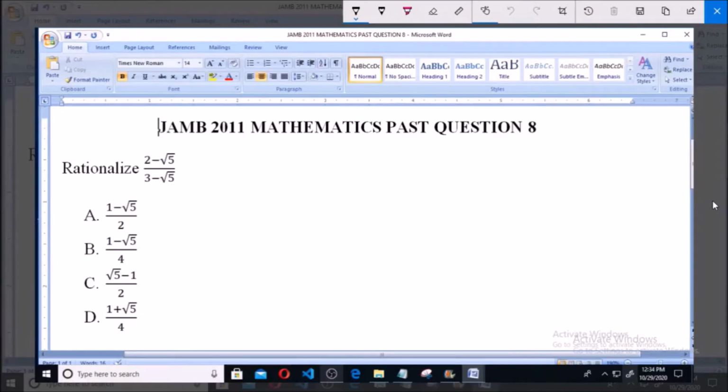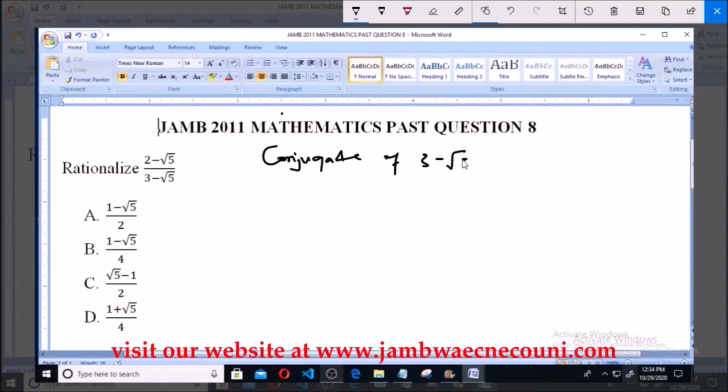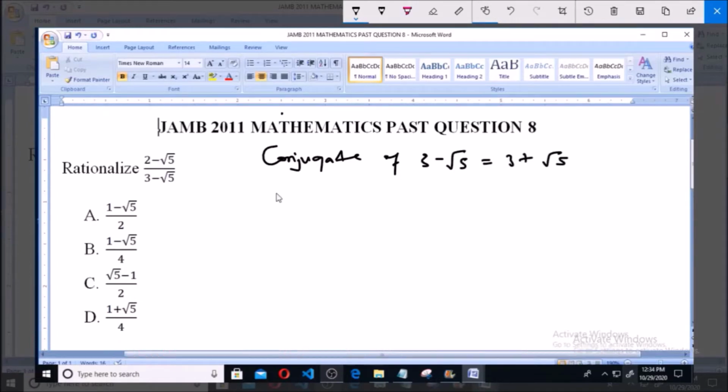Now we are asked to rationalize this surd given to us, and like we know, to rationalize a surd we have to look at our denominator and find its conjugate. The conjugate of our denominator, which is 3 minus root 5, is equal to 3 plus root 5. Now we multiply both the numerator and denominator by this conjugate.